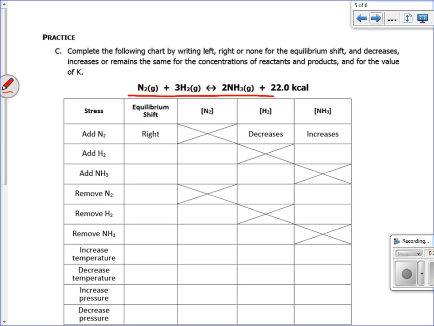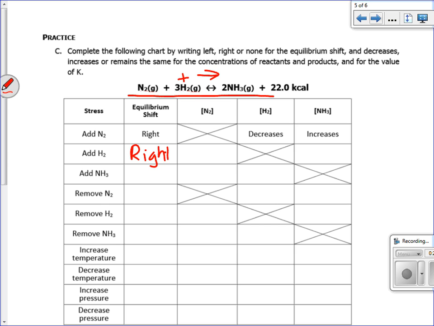So if I add in hydrogen, I'm going to be adding it in here. And I just said if we add something in, it's going to shift to the other side. So which way am I going to shift? To the left or to the right? I'm going to go this way, right?